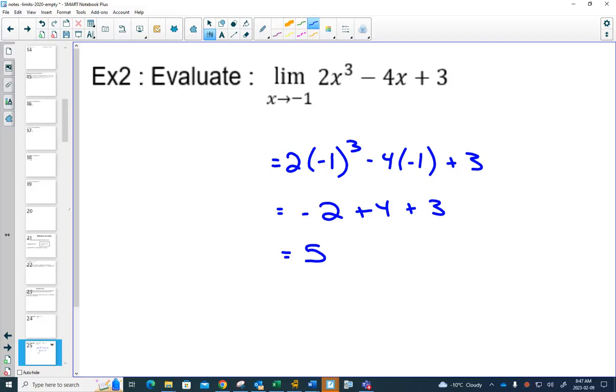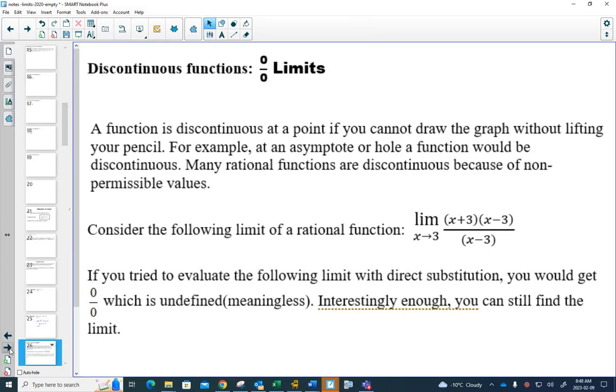But where we do get into exciting stuff, as I mentioned yesterday, is when we start to try to do something we're not allowed. We're not allowed to divide by 0, and that is often what happens in limits. In particular, we're going to look at 0 over 0 limits. 0 over 0 limits often have a hole in the graph. And you saw these graphs in grade 12 pre-calculus.